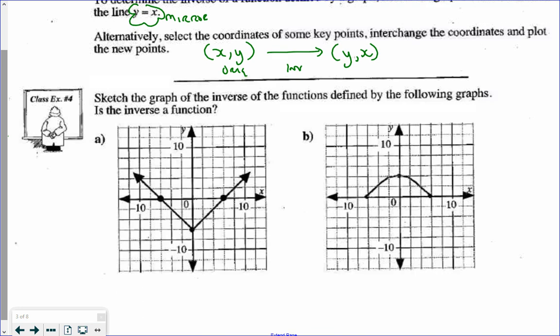So let's start here. This is my original graph. Notice that the scale is everything's counting by twos. So right here, it's negative 6 comma 0. My new point is going to be at 0 comma negative 6 right here. So this point got moved to here. 0 comma negative 6 becomes negative 6 comma 0. So that point got moved to there. 6 comma 0 is going to get moved to 0 comma 6. So this, the blue graph, is my inverse.